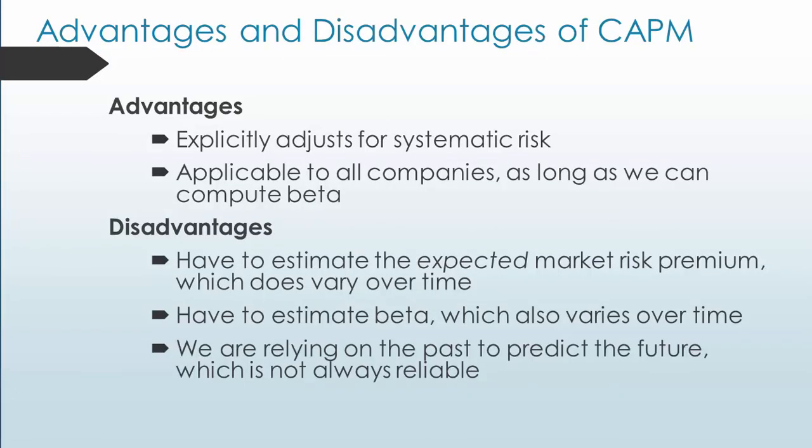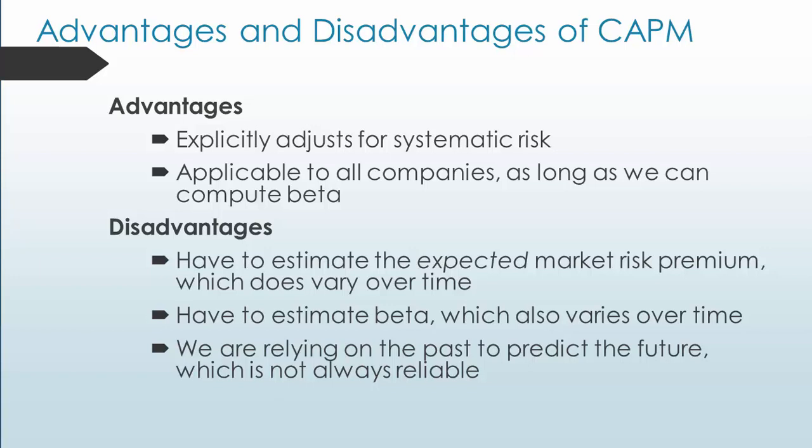What are the advantages and disadvantages of the capital asset pricing model? So the advantages is it explicitly adjusts for systematic risk. In other words, it adjusts for the risk of that specific company. It's applicable to all companies. They don't have to only be paying dividend or not, or any subset like that. The only proviso is that you're able to calculate the beta for that company.